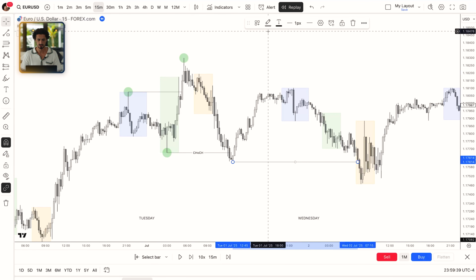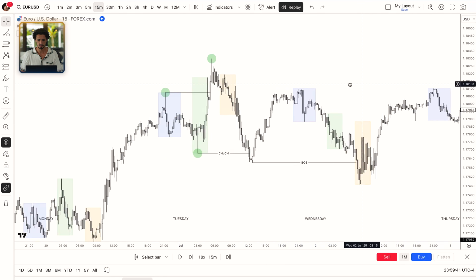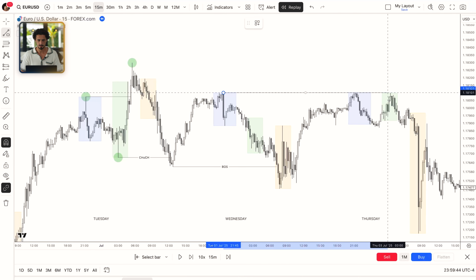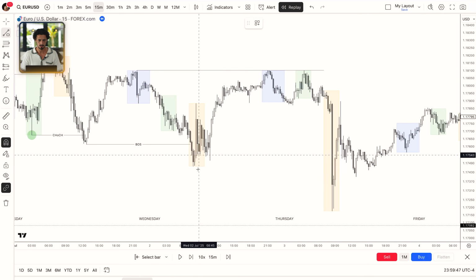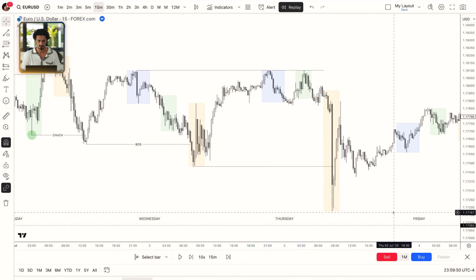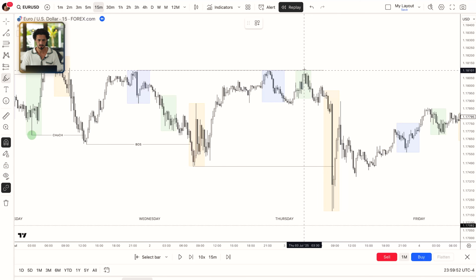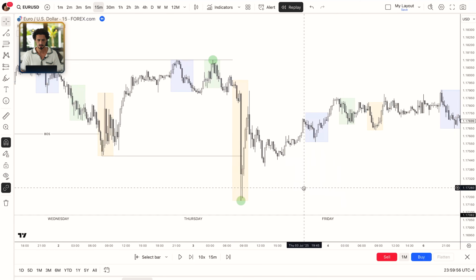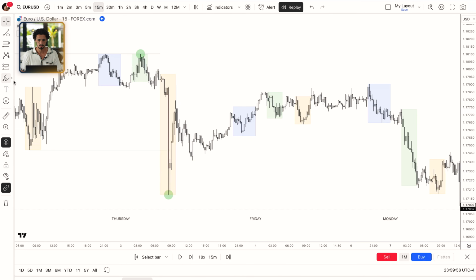We continued bearish, break of structure. Then what happened? This was our high. We respect it multiple times. This was our low. We continue trading bearish. So we have high, low. Then what happens? Price comes back up to here, respects the high.